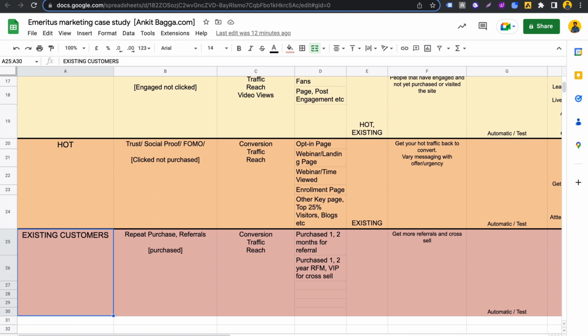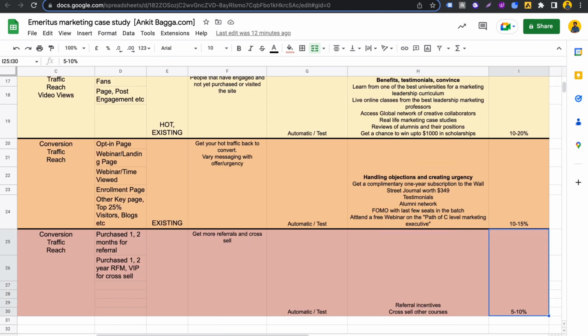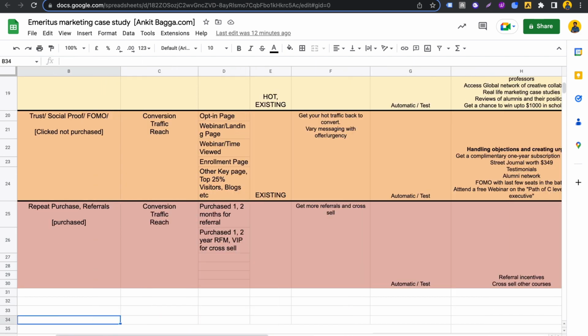From the existing customers, we need repeat purchases, we need referrals. For people who purchased the course like 1 or 2 months back, we could ask for referrals. People who purchased like a year back, we could try and cross-sell other courses to. 5 to 10% of the budget will go here, nothing too complicated.